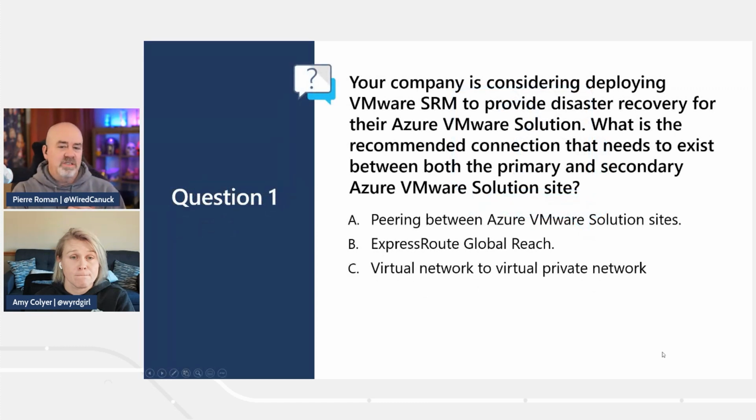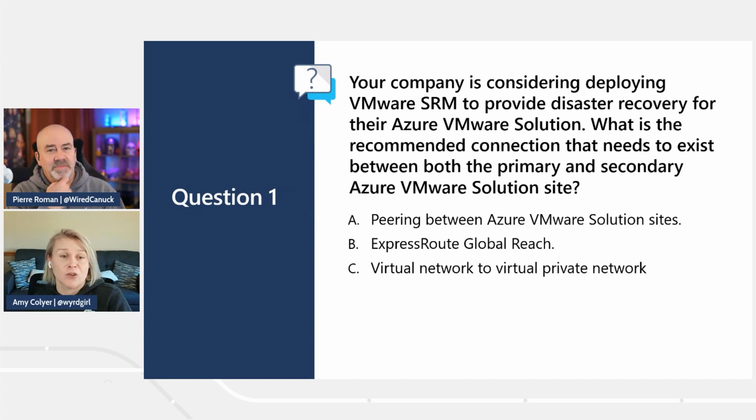Your company's considering deploying VMware SRM to provide disaster recovery for their Azure VMware solution. What is the recommended connection that needs to exist between both primary and secondary? And I think the key word here is recommended. So what do you think, Amy? Well, peering between Azure VMware Solution, but that's a generic peering. No, I don't think so.